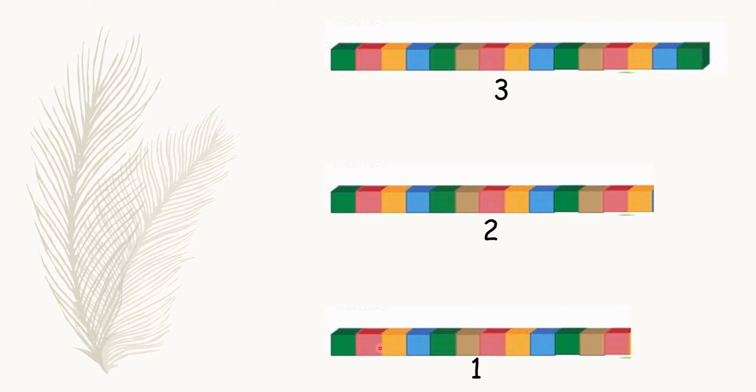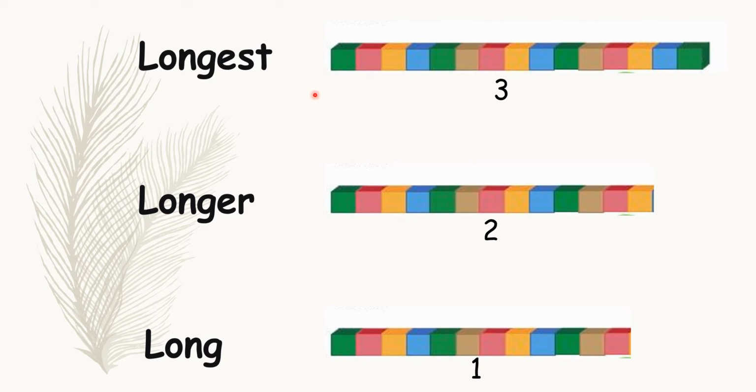Now we'll first go to row 1. It is long. Okay, now shall we go for the second row? Yes, the second row is slightly longer than the first row, right? So it is longer. And what about the third row? It is the longest. Very good. When compared to row 2 and row 1, the third row is slightly longer than these two. So it is called longest.